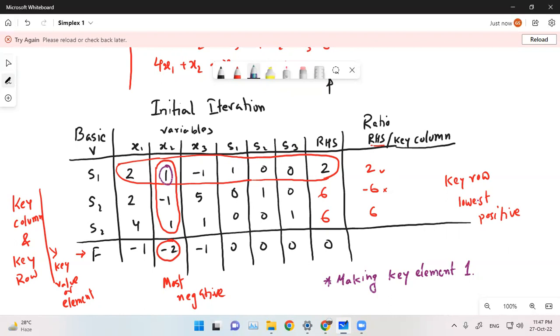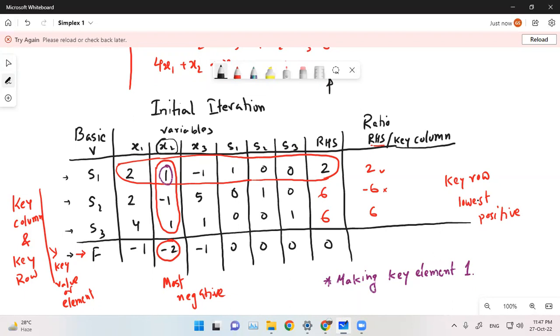Then we have to make the other entries in the key column 0. Our basic variables were S1, S2, S3, as well as F. We cannot do anything about the F. What we have to do is, from the key column we have, take a value, this one.